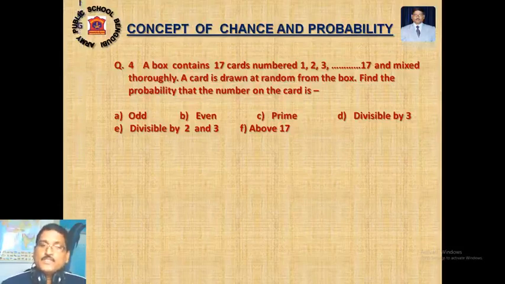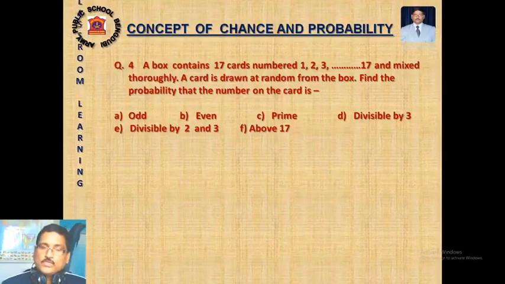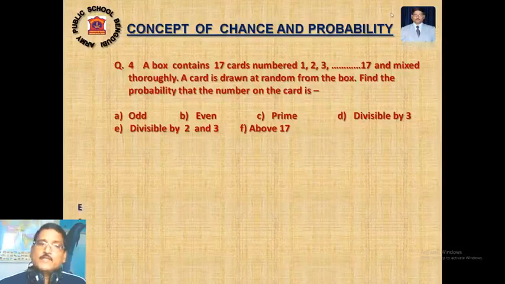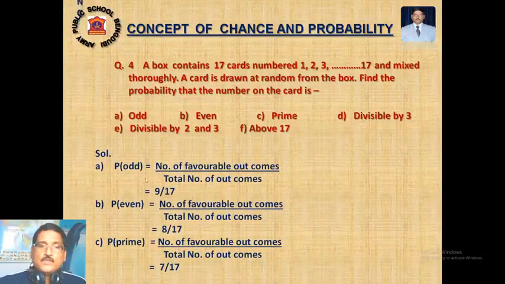Divisible by 3: which numbers from 1 to 17 are divisible by 3? 3, 6, 9, 12 and 15. Divisible by 2 and 3: you have to count the multiples of 2 also, and of 3 also. And a number above 17: is there any number above 17 in that box as per the instruction given? So what is the probability here? 0. It is an impossible event. So 0 by 17 is equal to 0. You see how to find out.